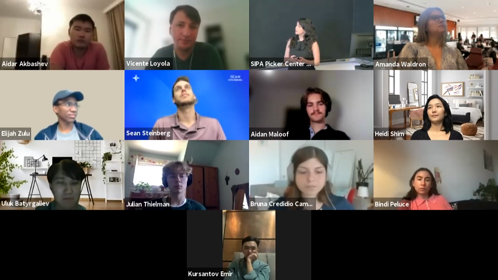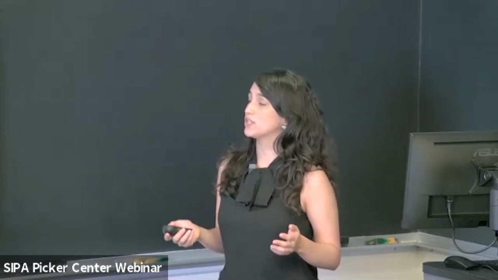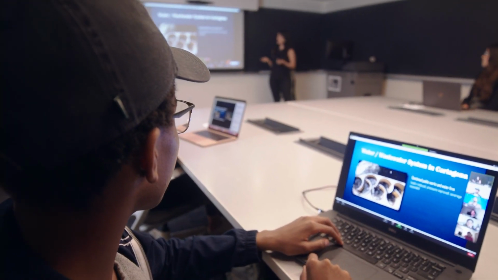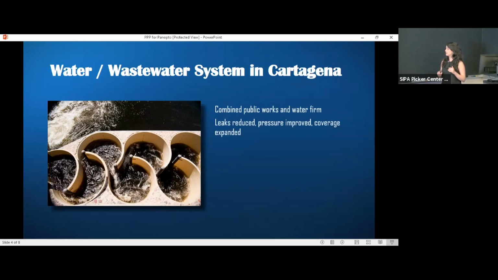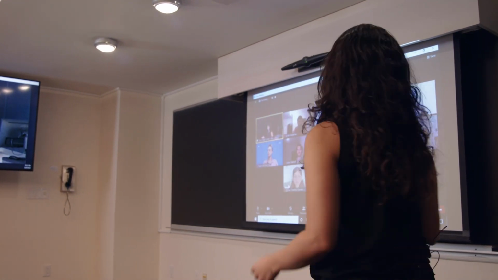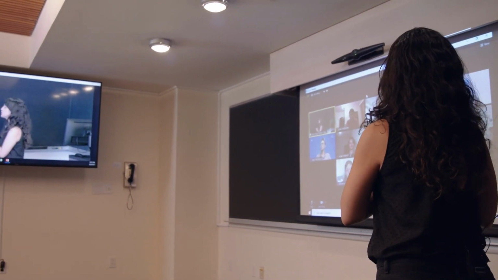Now, for our first example, for our water and wastewater system in Cartagena, we had a situation where the government had combined public resources. When the time comes for class discussions, it's important for the instructor Eduarda to address questions to both those physically in the room and those joining on Zoom.